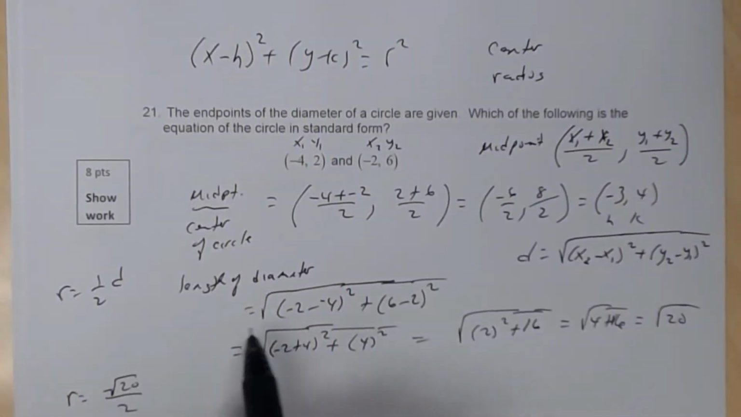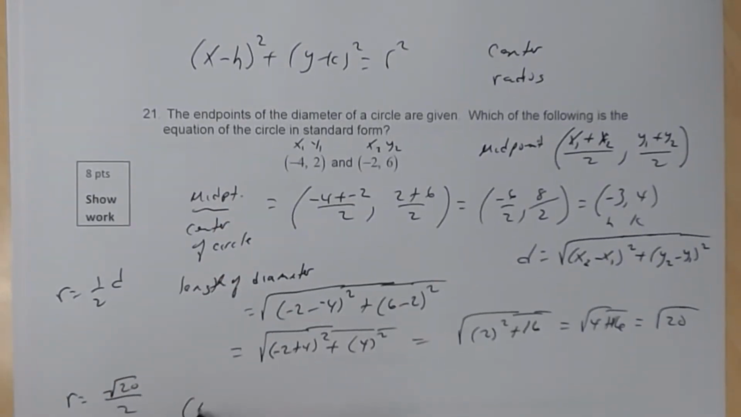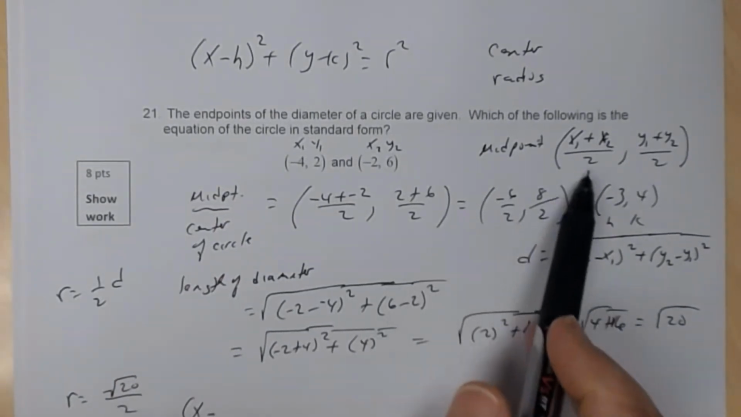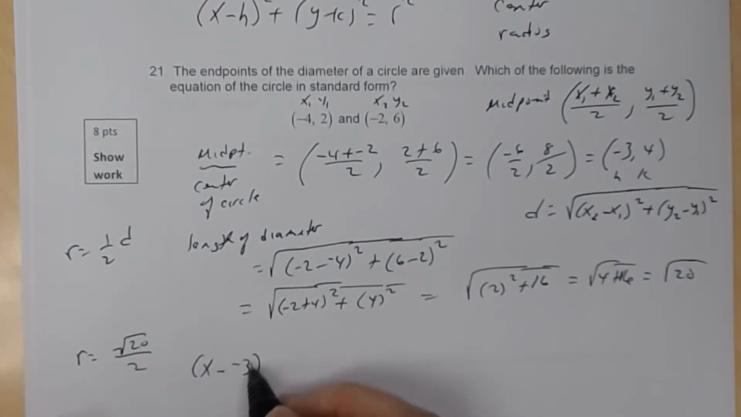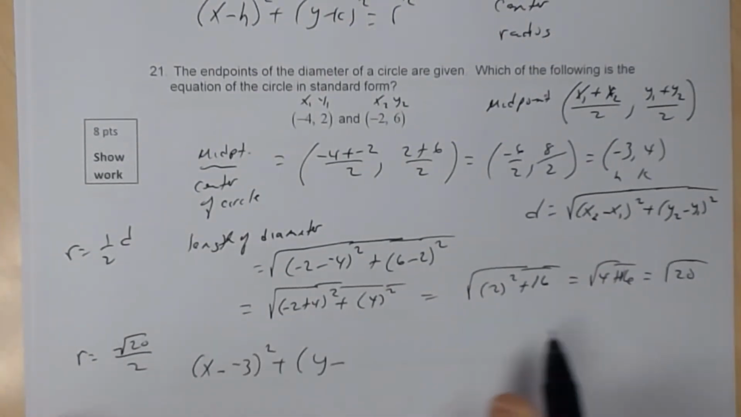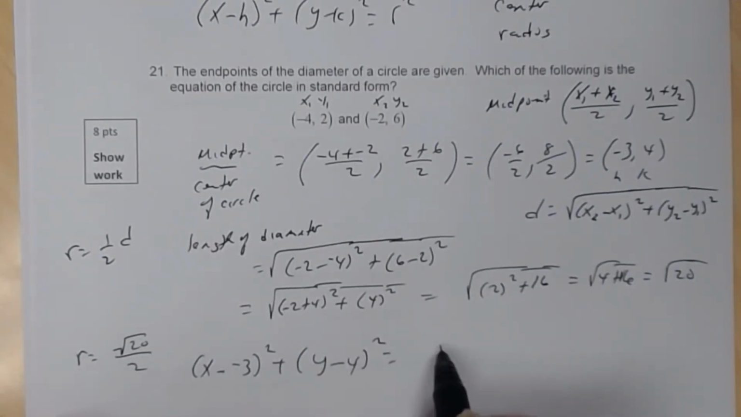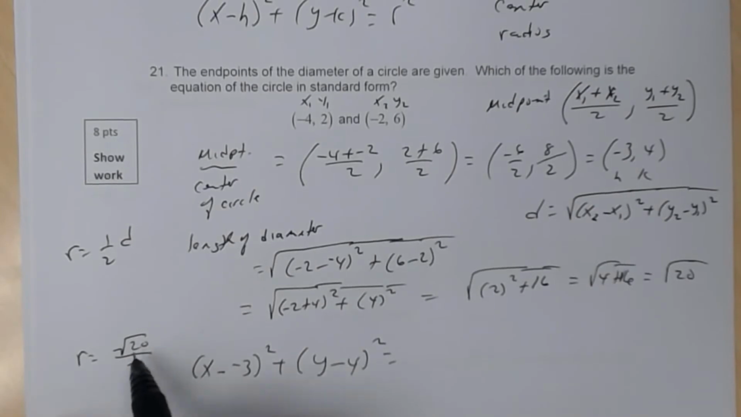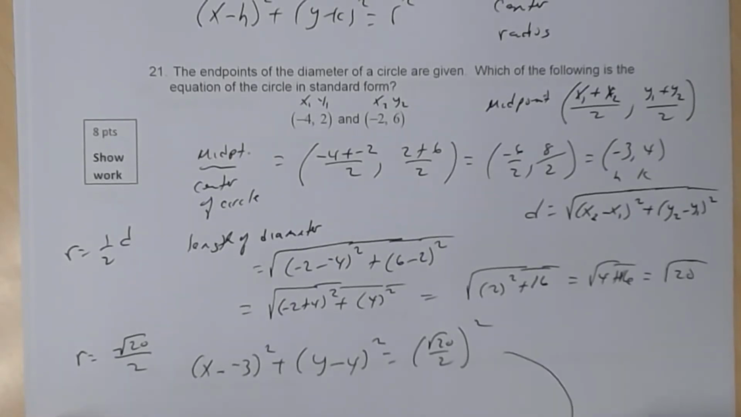So what I have is this. If I go back and substitute values into here, I get x minus h, h is -3, squared, plus y minus k, k is 4, squared, equals the radius, which I found to be this, but I have to square it. Now simplify this and put that as your answer.